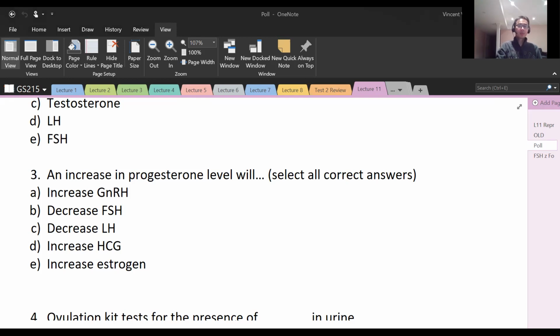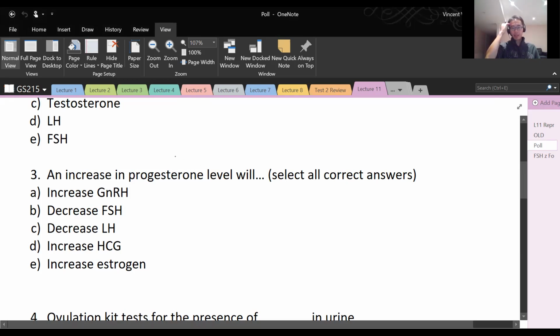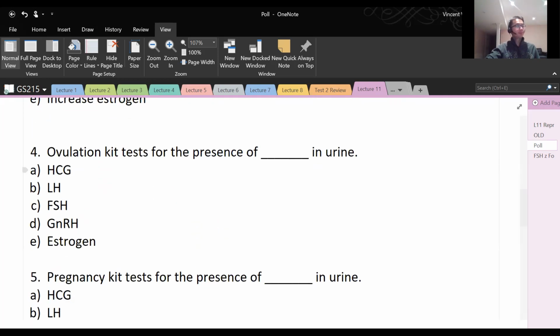Okay, so if you have increased progesterone, it will have a negative feedback to the anterior pituitary and the hypothalamus, which will result in a decrease in FSH, a decrease in LH, and that's pretty much it. HCG will not necessarily increase or decrease because of progesterone. HCG will only come if a pregnancy occurs, right? And the developing placenta is going to be pumping those out. Okay, let's do another one.